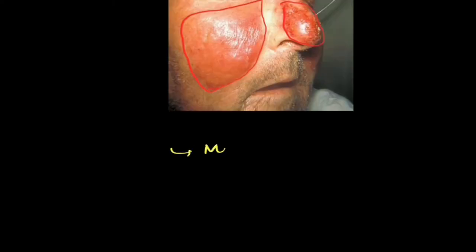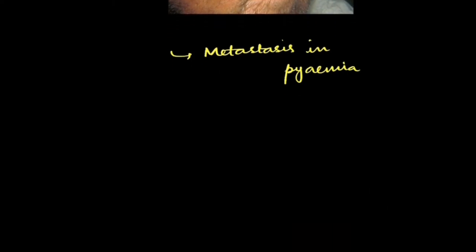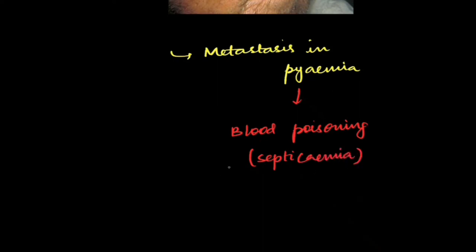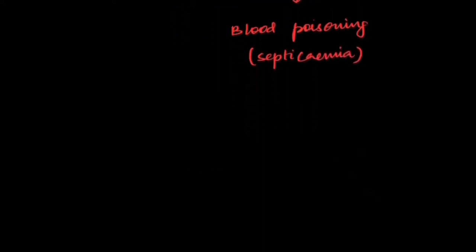And another cause could be metastasis in pyemia. Pyemia means blood poisoning actually. So in septicemia, the pus-forming bacteria could be in the blood and it could metastasize to the orbit, causing inflammation.